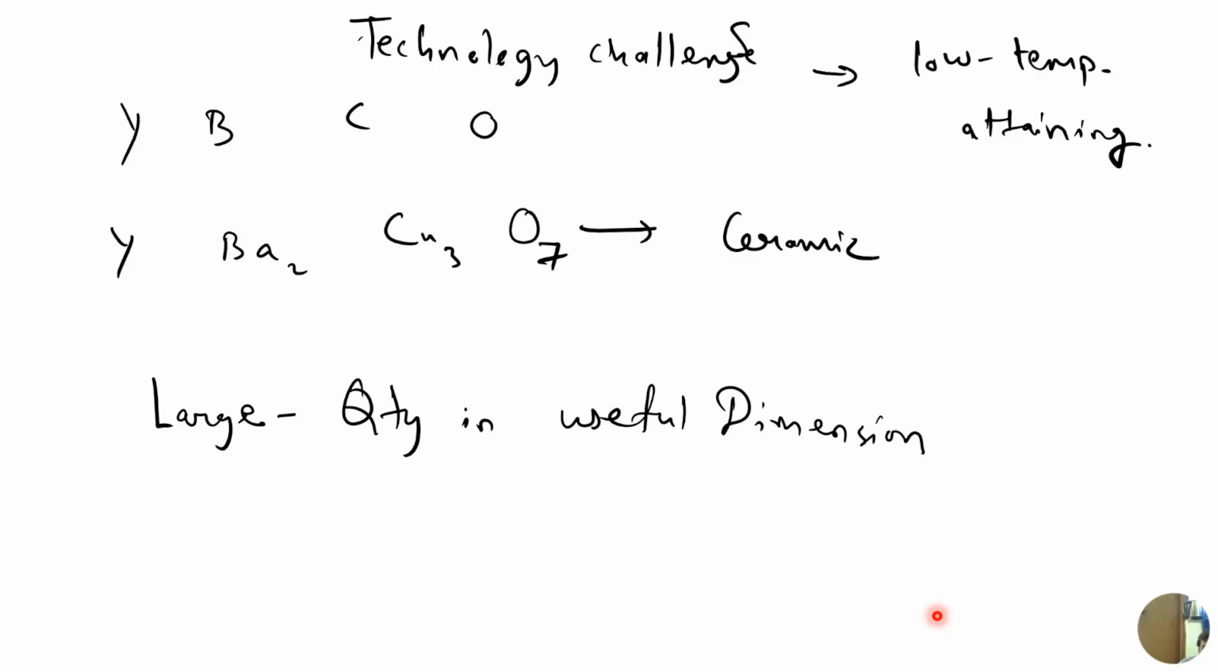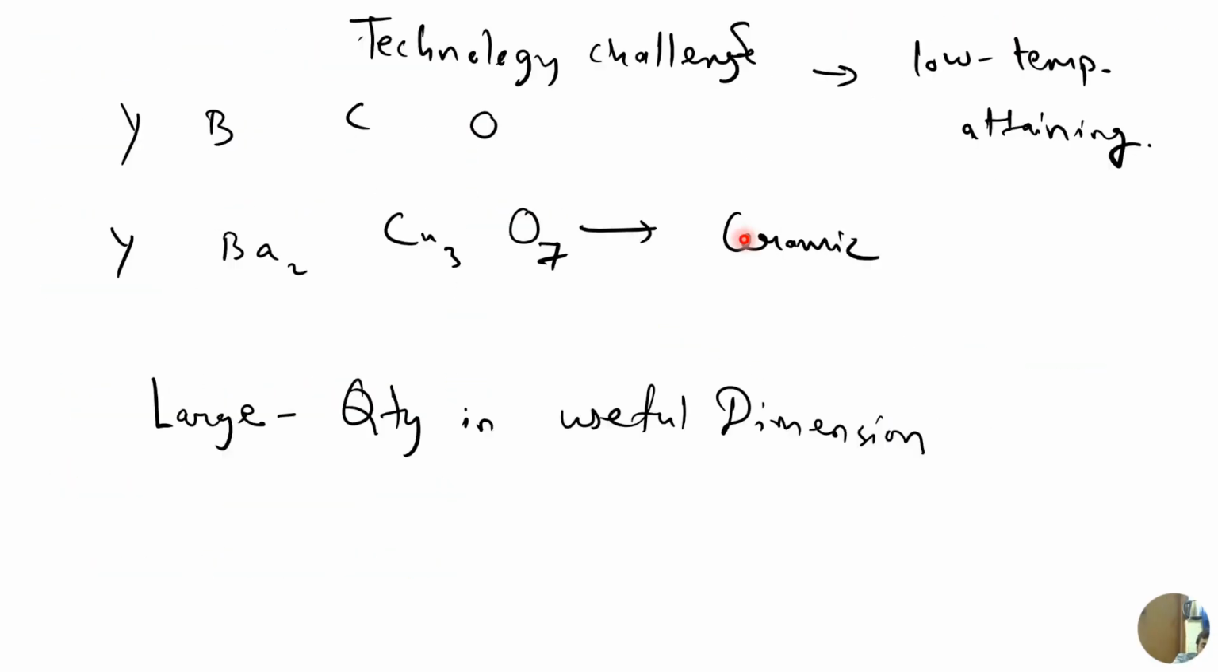So now, what is happening is there is a technological challenge. The technological challenge is obtaining a very low temperature, and nowadays there are ceramic materials which are superconducting at higher temperatures. But if you want to have a useful material, you need to have a large quantity and in useful dimensions. For example, ceramics, you cannot draw them into a wire at room temperature processing. So these are some of the technological challenges.